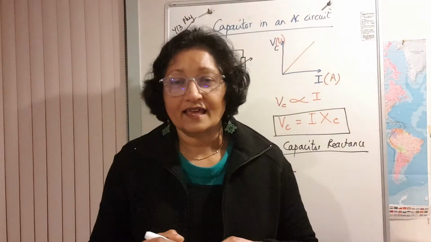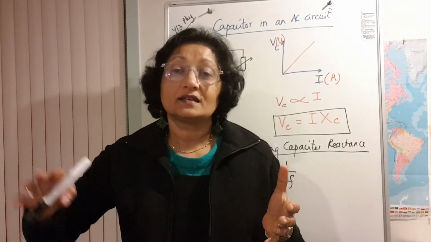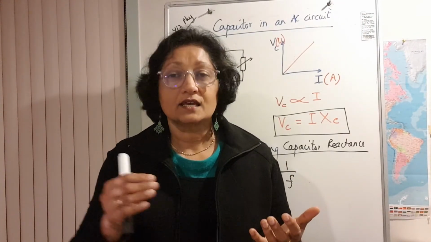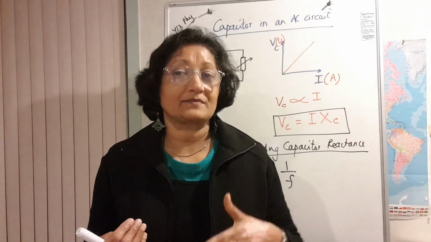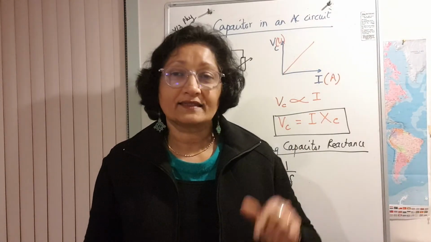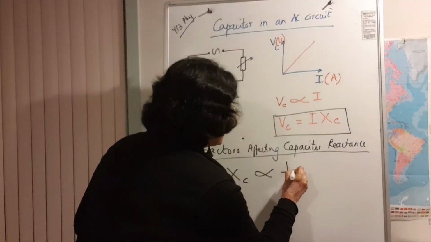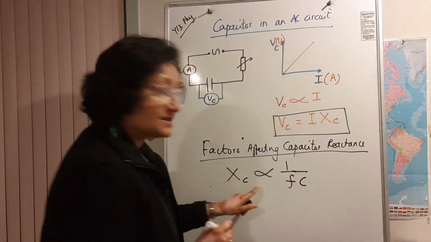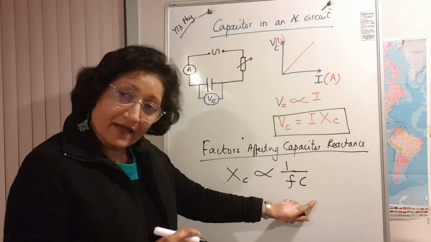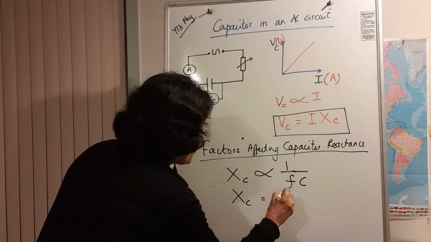Okay? Then the other thing is, if the capacitance is very large, that means the capacitor can store more charge. That means more charge will have to flow through the circuit. If more charge is flowing through the circuit, that means the current is high. If the current is high, then the reactance is low. That means reactance is also inversely proportional to the capacitance. So in other words, the reactance of a capacitor is inversely proportional to both the frequency and the capacitance, and the proportionality constant is 1 over 2 pi.